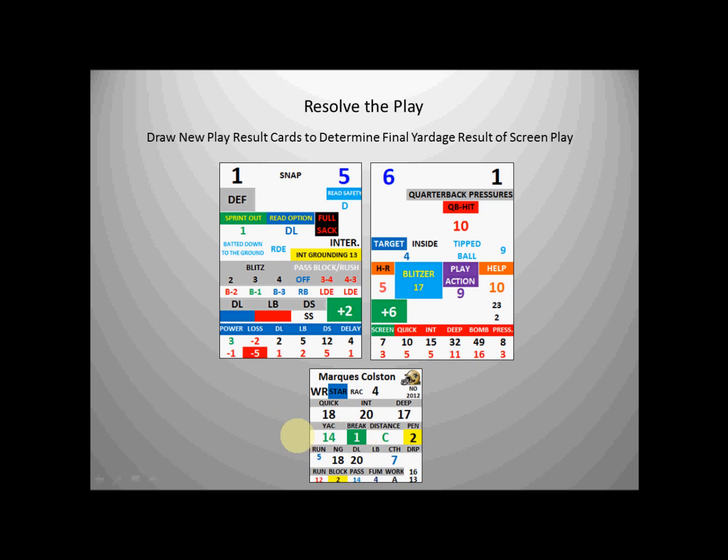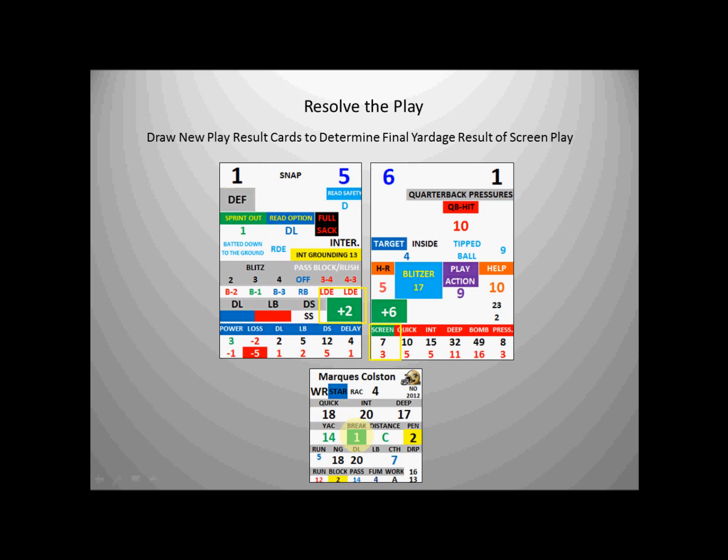There's going to be a breakaway opportunity here. All right, so if this were just a normal screen pass because it was blocked up effectively, it would start here at number 7, the black number. And because Marcus Colston did break through that first little level right there, it would be 7 plus 2 for a screen total of 9 yards.